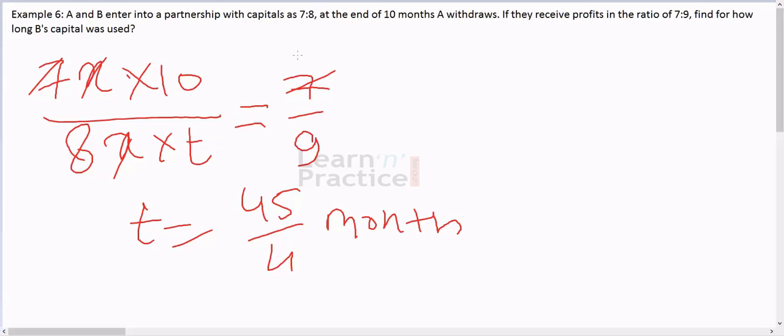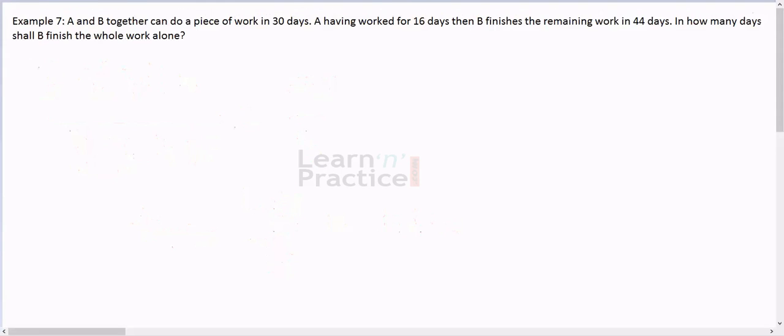Now let's move to the next question, question number 7. A and B together can do a piece of work in 30 days. A having worked for 16 days, then B finishes the remaining work in 44 days. In how many days shall B finish the whole work alone?